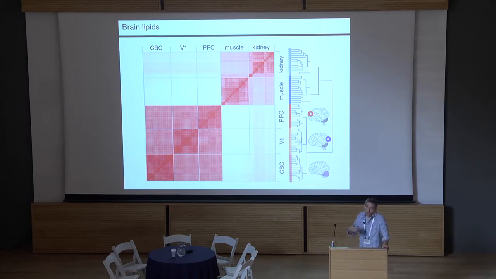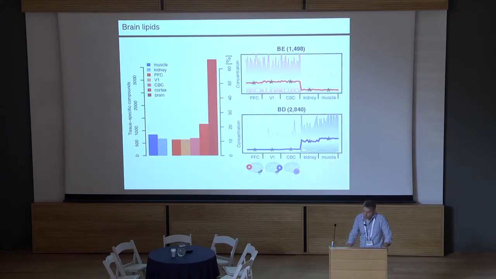You might feel like, of course, I just told you brain is mostly made of lipids, so it should be distinct. But here we're not looking at quantity, we're looking at what it is made of. If we look at the lipids which have high concentration in brain, they are called BE lipids here, brain-enriched lipids, because we cannot say they're specific to brain. There are actually fewer of them, just 1,500. This number shows how many compounds are here. And if we look at the brain-depleted ones, which are high in kidney and muscle and low in brain, there are almost 3,000.